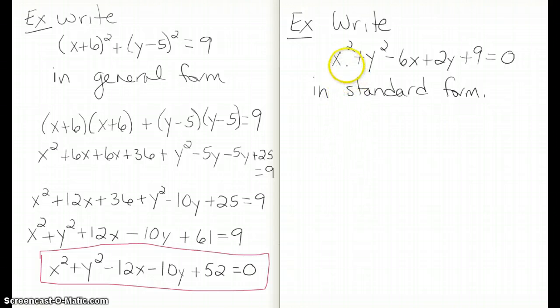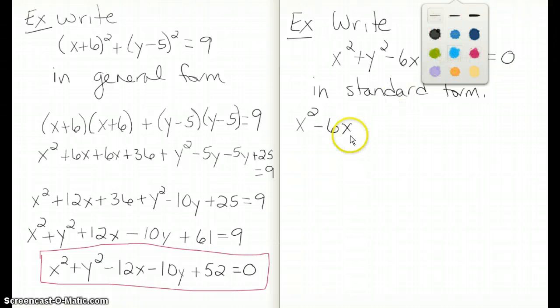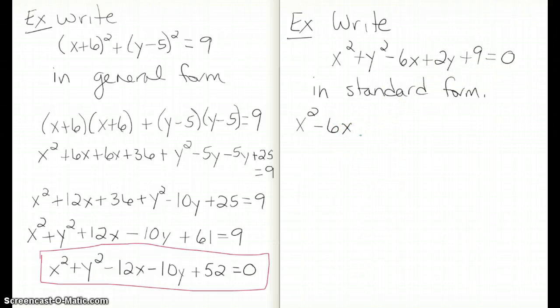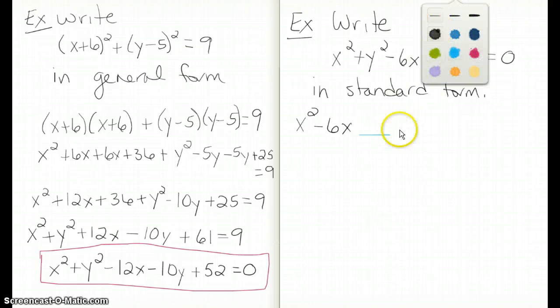Okay, so what we need to do to rewrite this equation is to get all the x's together and get all the y's together, because notice in standard form all the x stuff is together and all the y stuff is together. So let's first rewrite it by getting all the x terms together. So x squared minus 6x. And I'm going to leave a space here for a second for reasons that you'll discover in a few minutes. I'm going to put a little underline there for a space. I'm leaving a space.